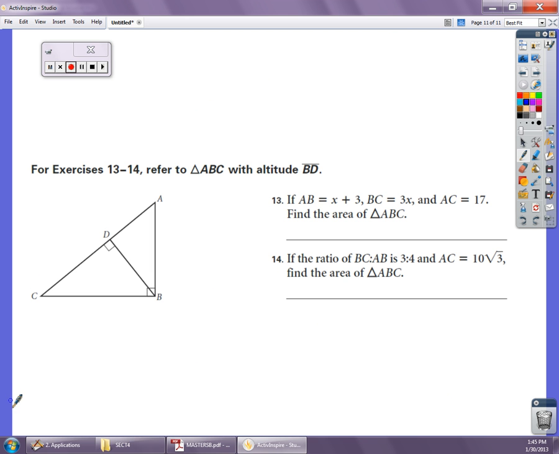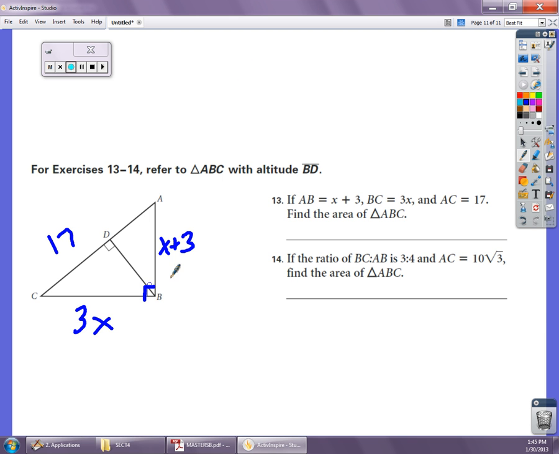And the last one, if AB is x plus 3, so AB right here, x plus 3, and BC is 3x, and AC is 17, find the area of ABC. A, B, C. So we need, right here is a right angle. So all we really need to know is what x is, and I could use this and this as my base and my height. So it says that I know that this 17, this is a right triangle.